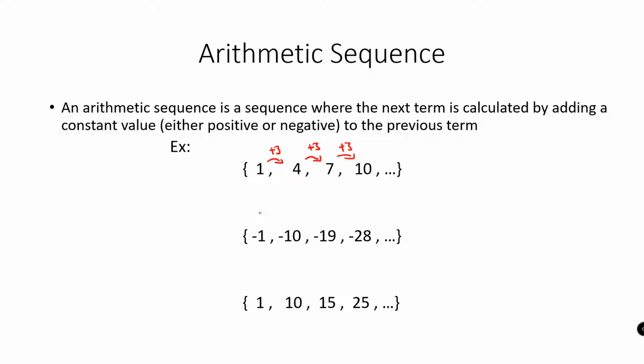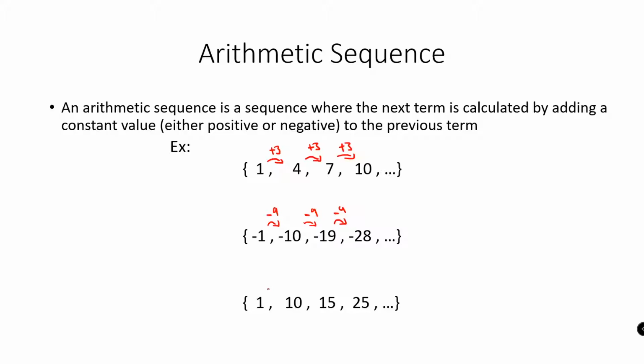Let's move on to the second example, shall we? In this sequence, we have -1, -10, -19, and -28. By looking at it, you can see that the difference between the first and the second is -9. And the second and third term is also -9, and the last one is also -9. So you can assume that this sequence is an arithmetic sequence.